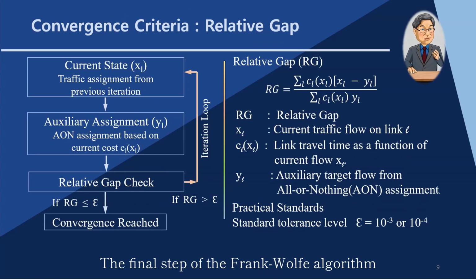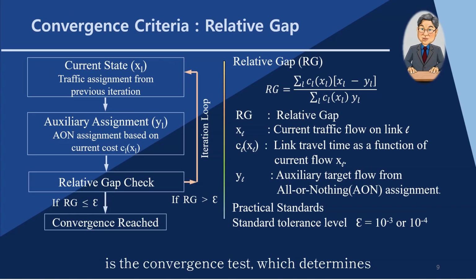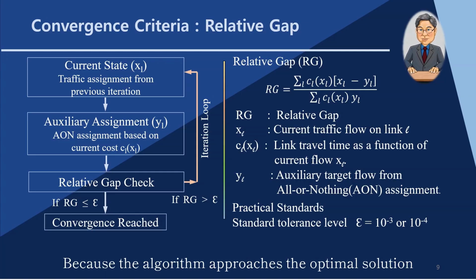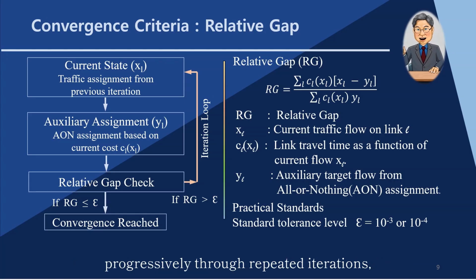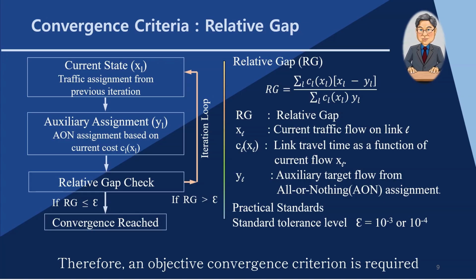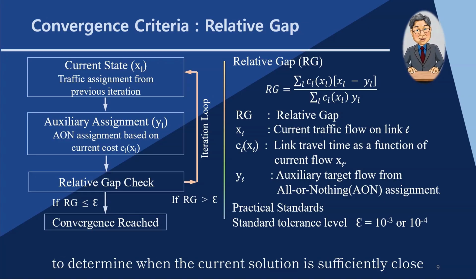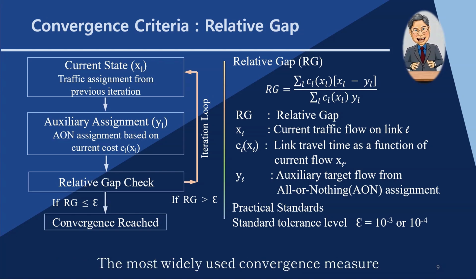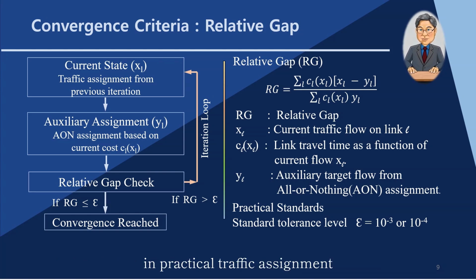The final step of the Frank-Wolfe algorithm is the convergence test, which determines when the iterative computation should terminate. Because the algorithm approaches the optimal solution progressively through repeated iterations, the computation cannot continue indefinitely. Therefore, an objective convergence criterion is required to determine when the current solution is sufficiently close to the user equilibrium state. The most widely used convergence measure in practical traffic assignment is the relative gap.